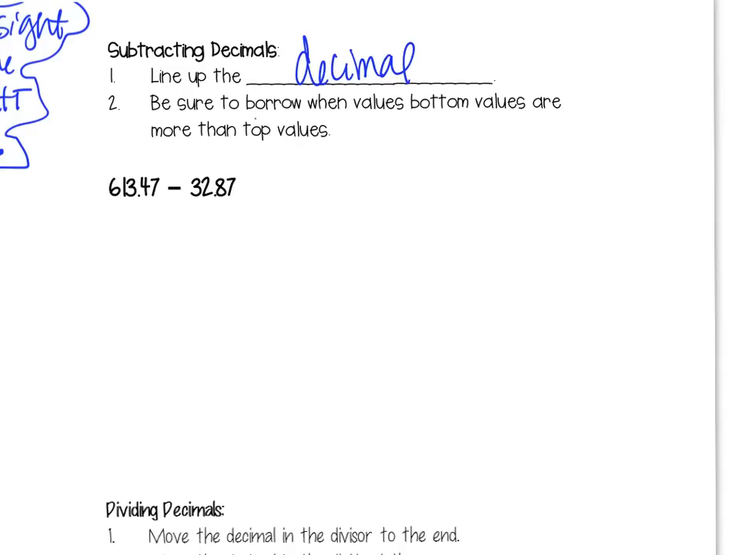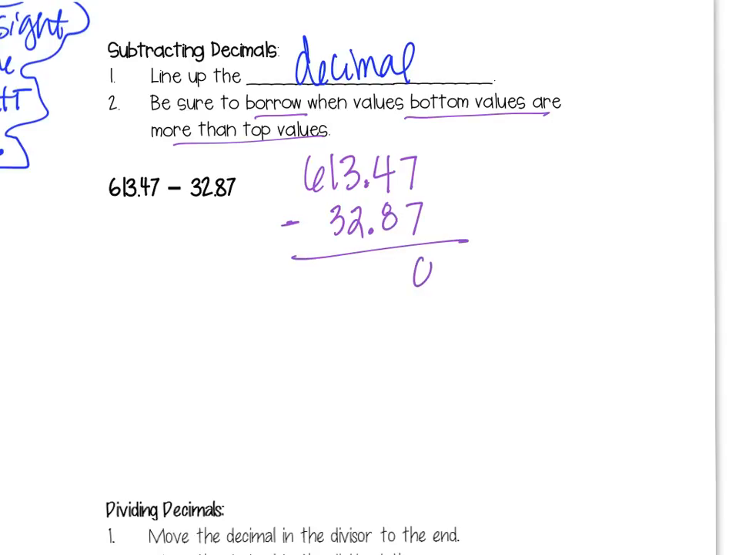This one says, be sure to borrow values. We know how to borrow when bottom values are bigger than top values. So I have 613 and 47 hundredths minus 32 and 87 hundredths. 7 minus 7 is 0. Can I take 8 from 4? No. Borrow from that 3. It becomes a 2. This becomes a 14. 14 minus 8 is 6. Bring that decimal where? Straight down. 2 minus 2 is 0. Borrow from this, it becomes a 5. That becomes an 11. 11 minus 3 is what? 8. 5 minus nothing is 5.